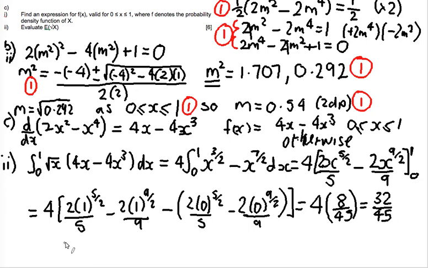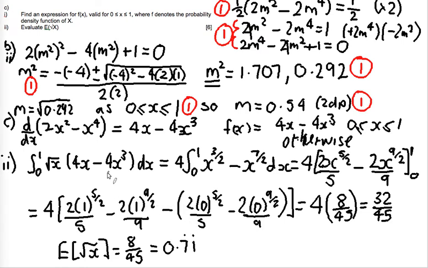So just at the end, state what you've found, that the expectation of the square root of x equals, preferably written as a fraction if you've got that on your display. Otherwise, you can write it as a recurring decimal, 0.7111. Okay. Now, how do I get the marks on this question?